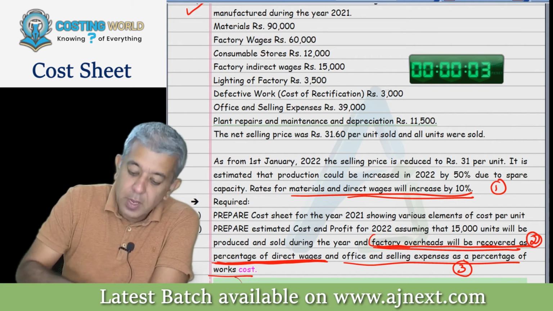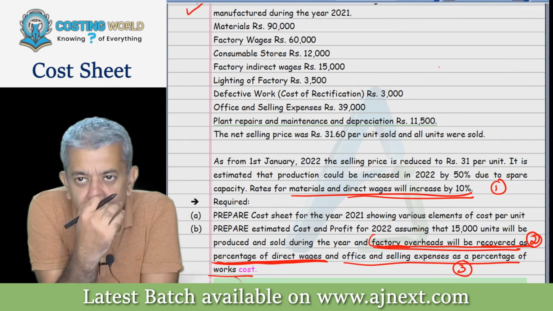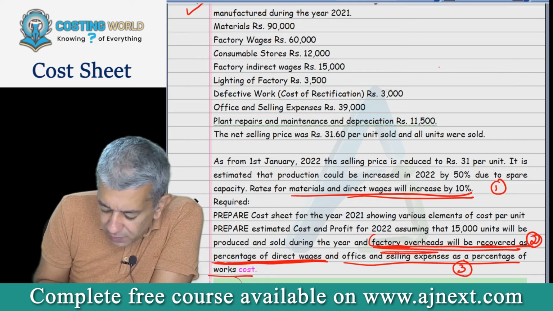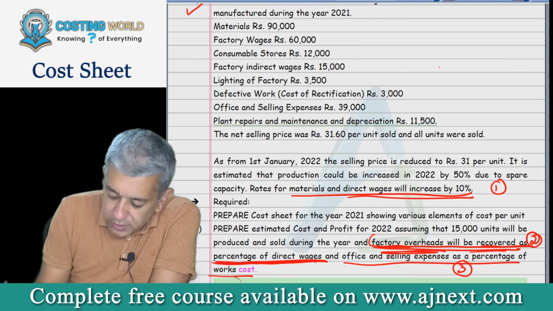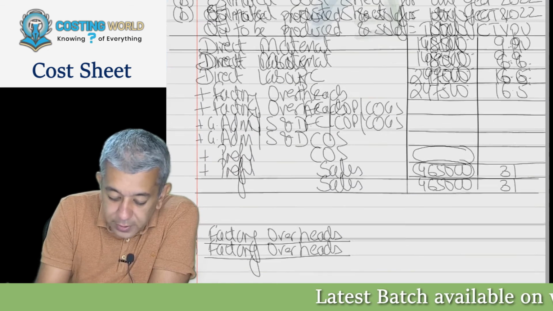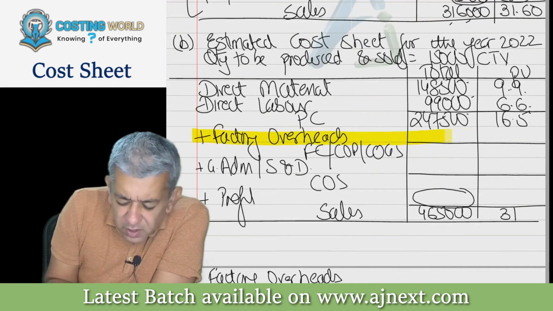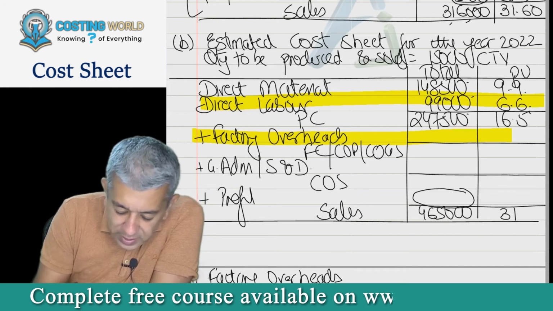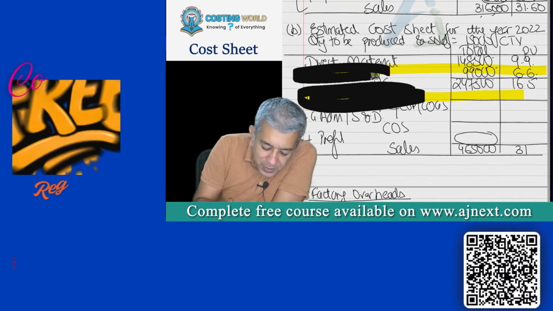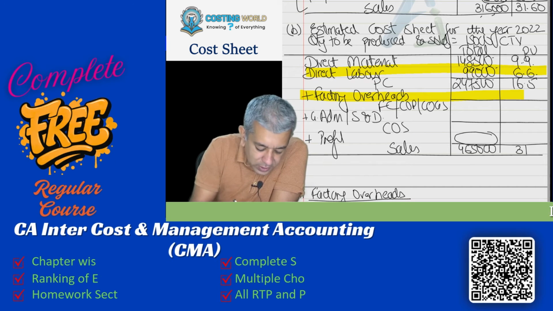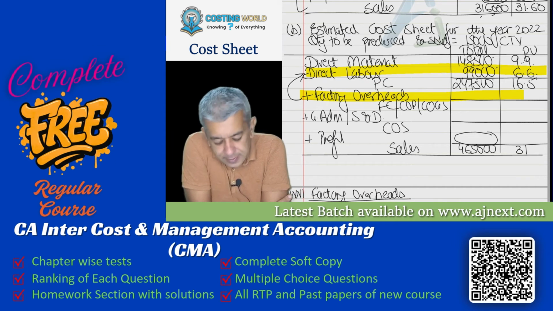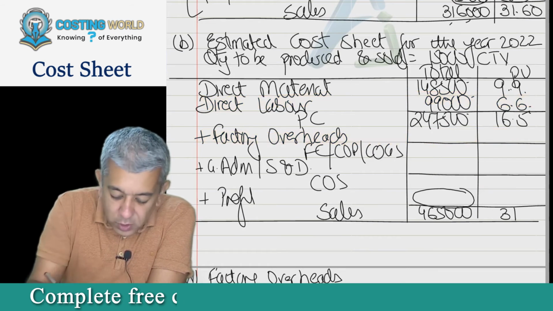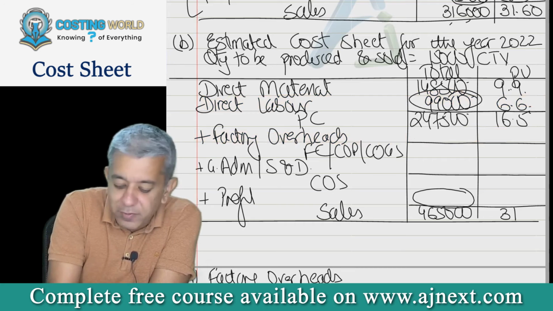Now see, I'm telling you all by three ways. Whatever you might have done, you will come across the same answer. See, factory overheads will be recovered as a percentage of direct wages. So factory overheads over here are recovered, meaning charged, as a percentage of direct labor cost. So this has got some percentage relationship with direct labor. Now, what is that percentage relationship? I obviously don't know because I require two numbers for it. So I will not come to know that relationship from here.